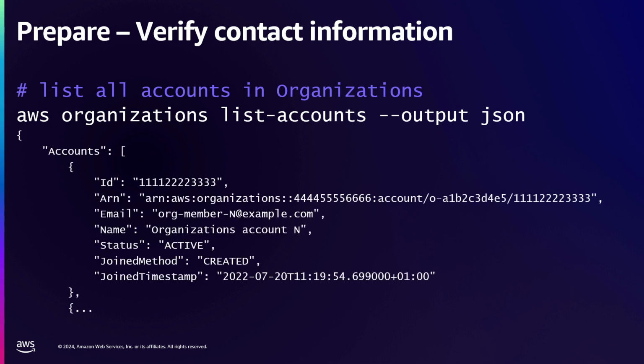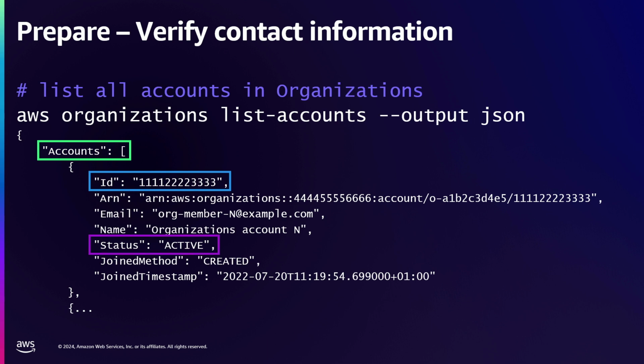The output looks a bit like this. We have an accounts list, and inside that list are multiple objects, each of which describes a single account. The thing we want is this account ID, so we're going to have to write something to fetch that account ID out of the list.